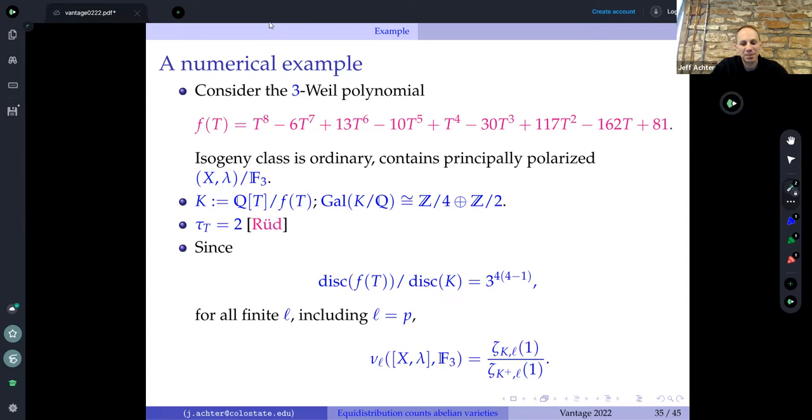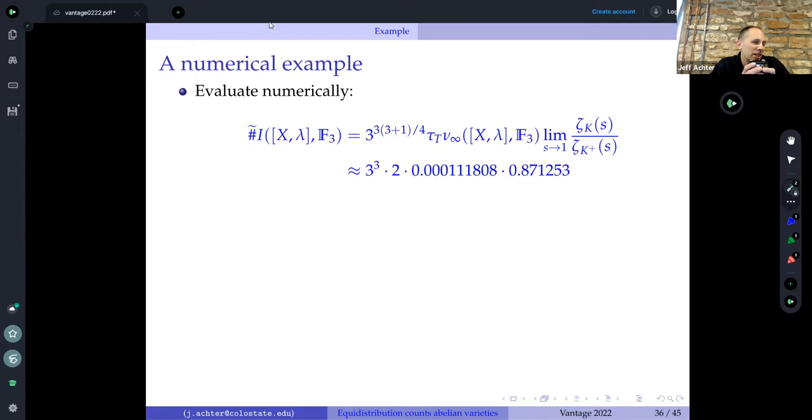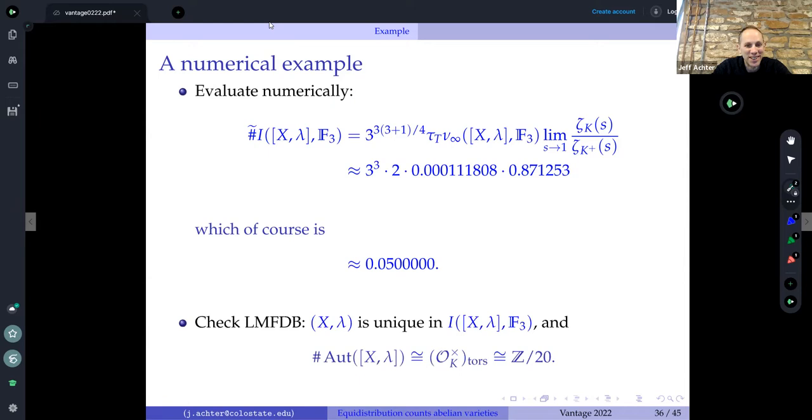And so then you start computing that the number of elements in this isogeny class is 3 to the g times g plus 1 over 4 times the Tamagawa number times the Sato-Tate term times this limit of zeta functions, which is this. And I'm sure that most of you can eyeball this and see it's 0.05. And then I got nervous, but I trawled through the beta release of LMFDB data that Christelle and co. had given me. And sure, there was just one thing in this isogeny class, and its automorphism group is Z mod 20.